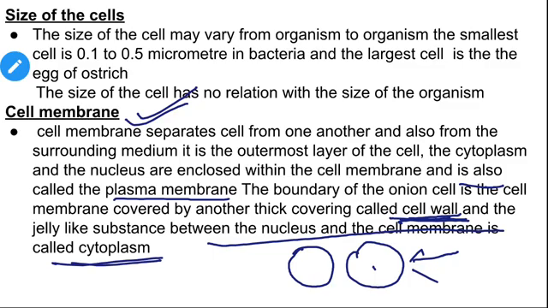Simply remember that the cell membrane is the outermost covering of the cell and its function is to separate the cell from one another, and it is also known as plasma membrane. In the book you can observe that the onion cell is covered by another thick covering. It is known as cell wall, and cell wall is mostly present in cases of plants. And the jelly-like substance between the nucleus and the cell membrane is the cytoplasm.